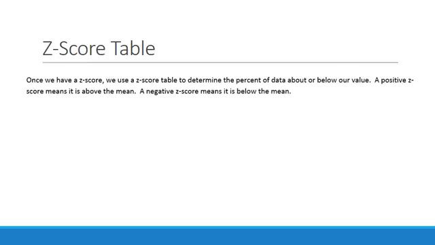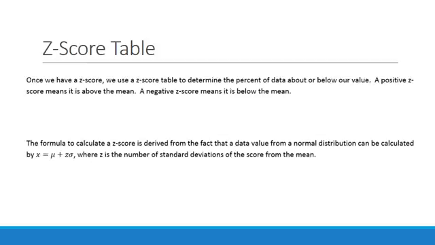Now, what goes hand in hand with a z-score is a z-score table. The z-score table tells you how it ranks to the other items in that data set. So you'll find this z-score, and then you're going to use this table to tell you how much larger it is, or the percentage of things it's larger than. That's a better way of saying it. So once we have the z-score, we can use the z-score table to determine the percent of data above or below our value. A positive z-score means it is above the mean, and a negative z-score means it is below the mean.